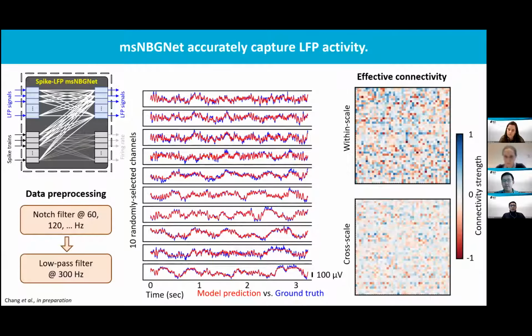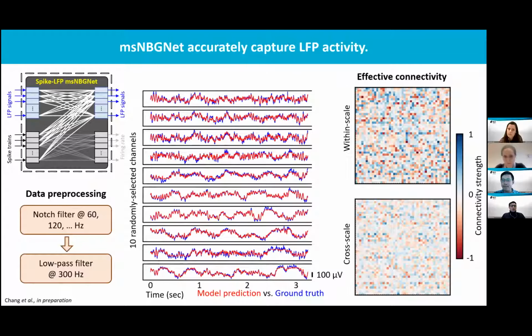So here, we name our second generation of MBGNet as MS-MBGNet, which stands for multi-scale neural band graph network. And we apply MS-MBGNet on the dataset of spike and LFP, because these are the most common invasive neural recordings. And from the middle plot, we demonstrate that MS-MBGNet accurately captures LFP activity. It also performs pretty well on the spiking activity, which I didn't show the result here.